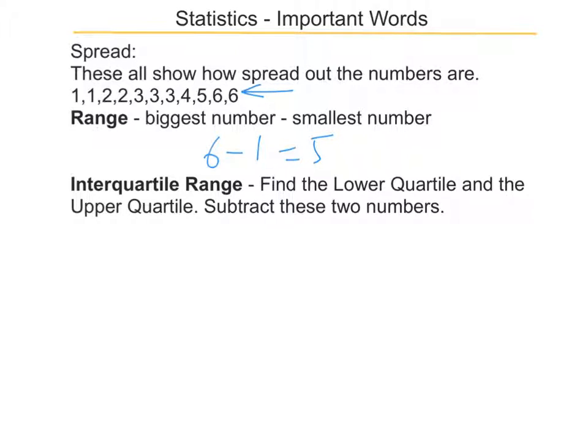To find the interquartile range, you need to find the lower quartile and the upper quartile. For the set of data that I've got at the top of the page, 3 is the median, 2 is the lower quartile, and 5 is the upper quartile. You can see I've split those numbers up into quarters. So the interquartile range would be 5 take away 2 equals 3.